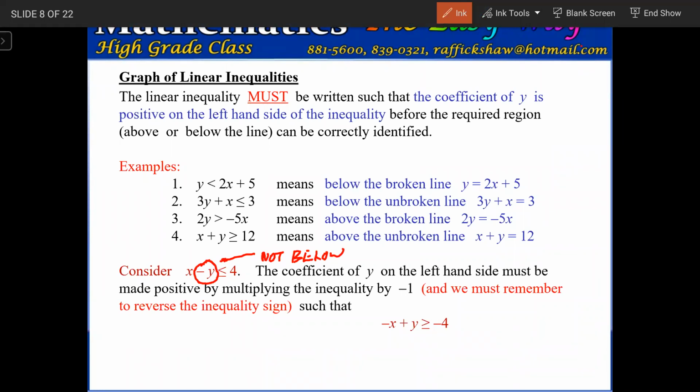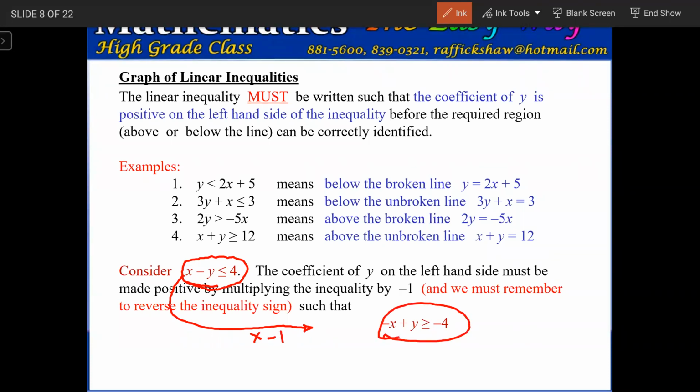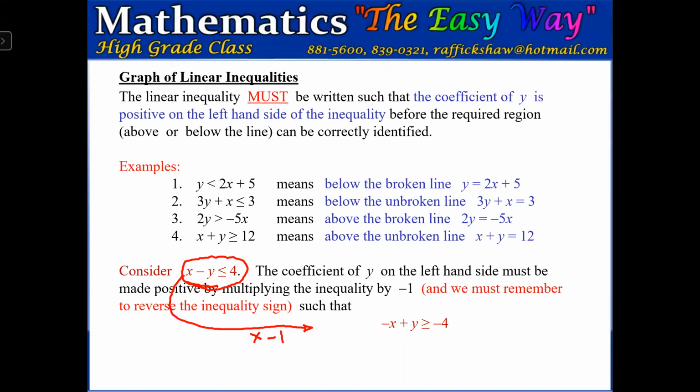And we can prove it by multiplying the inequality by a negative 1. But in the very first slide, what did we say? We said if you multiply an inequality by a negative 1, you have to reverse the inequality sign. So if I take this inequality right here and multiply it by a negative 1, it becomes this.